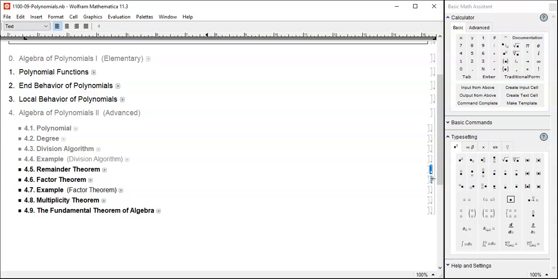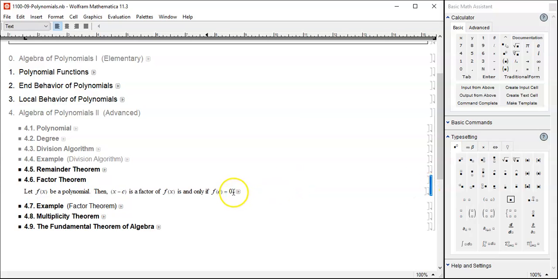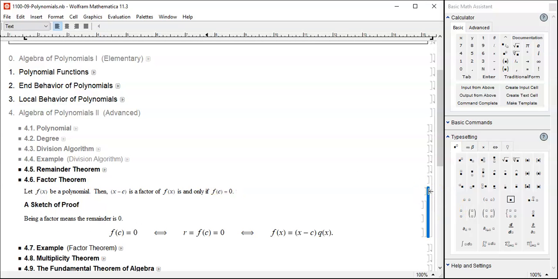Now, the factor theorem is a special case when the remainder is 0. Then, if the remainder is 0, x minus c is a factor. So the sketch of proof goes like this. f of c is equal to 0. What do we mean by that? The remainder is equal to 0. And that means x minus c is a factor. Okay, all right. Factor theorem.